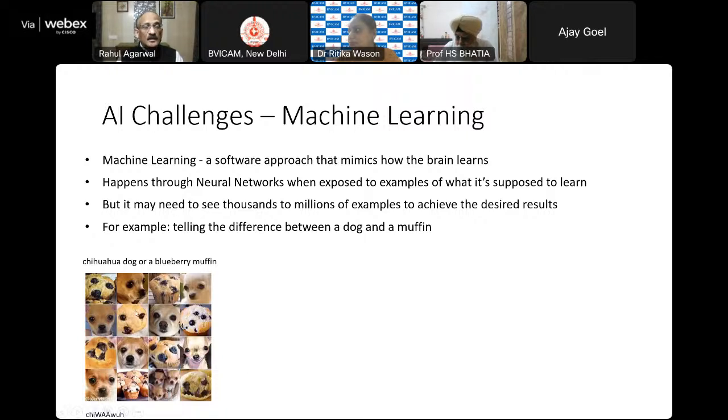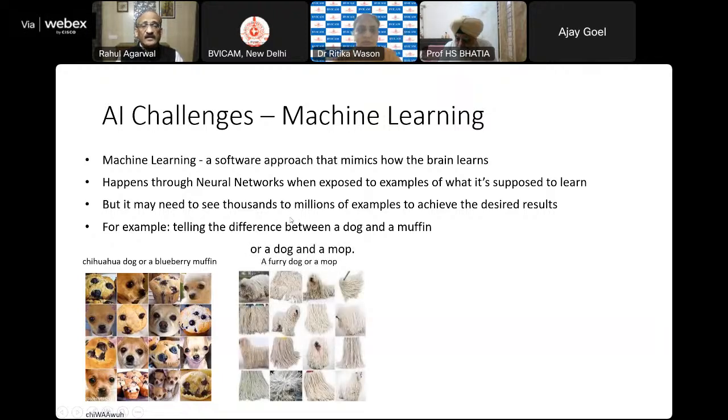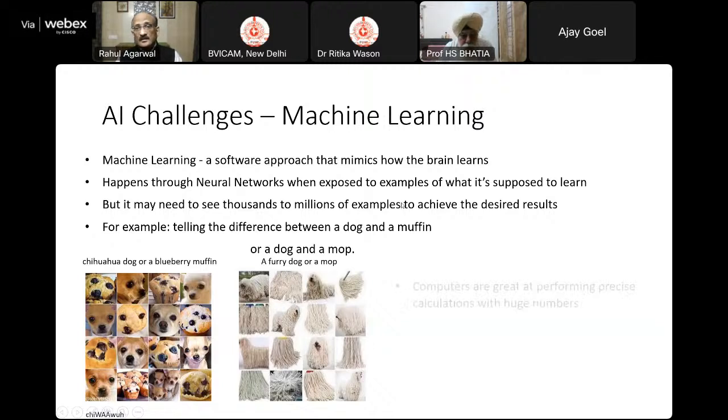In this picture, if you can see, there's a dog and then you have a muffin, and probably the AI cannot very easily recognize the difference between these two. There's another example where finding the difference between a dog and a mop is difficult. So what we find is that computers are great at performing precise calculations with huge numbers.